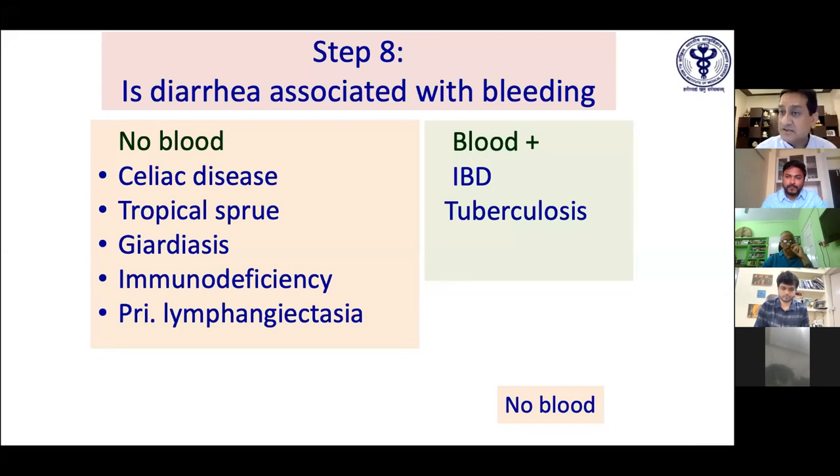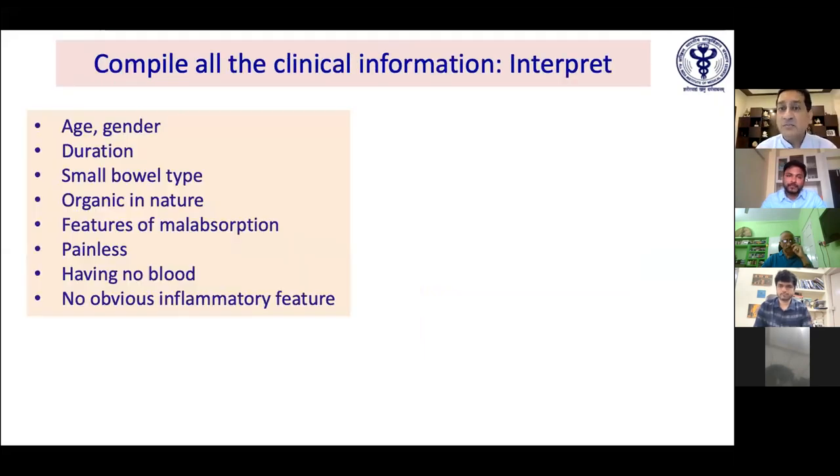The bleeding cause is this, the diarrhea is this. Now, both together, what is the diagnosis? So put all of the information you got together, and if you put them together, you always have an automatic diagnosis. For example, you talk about age, gender, duration of disease. You summarize the patient, small bowel type.